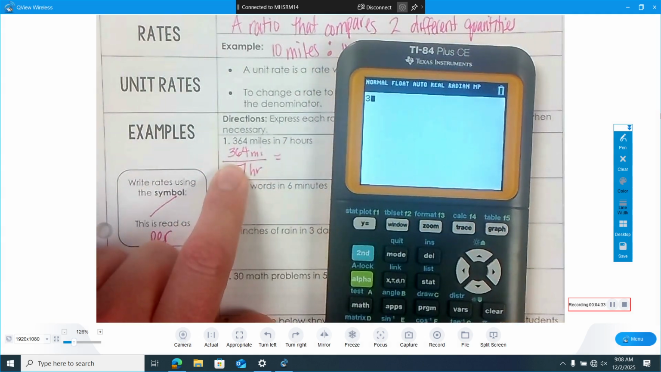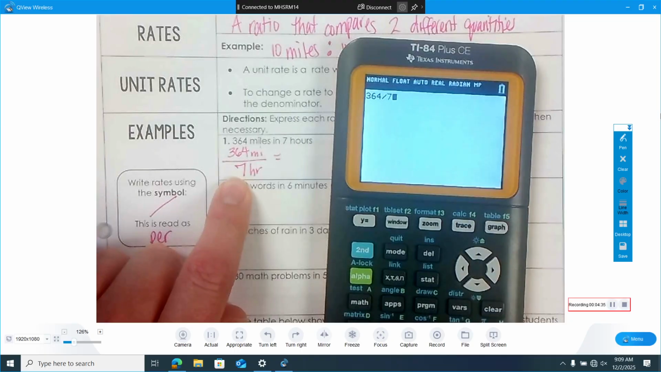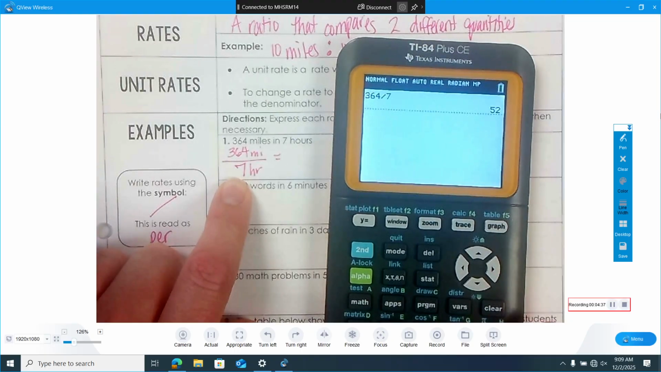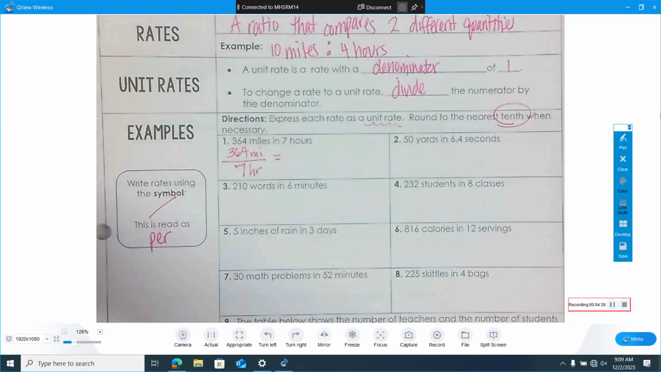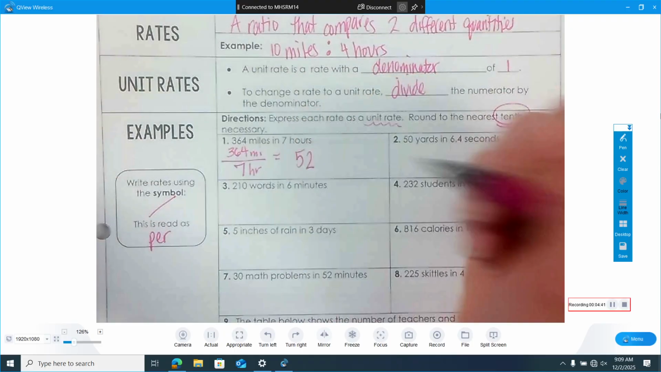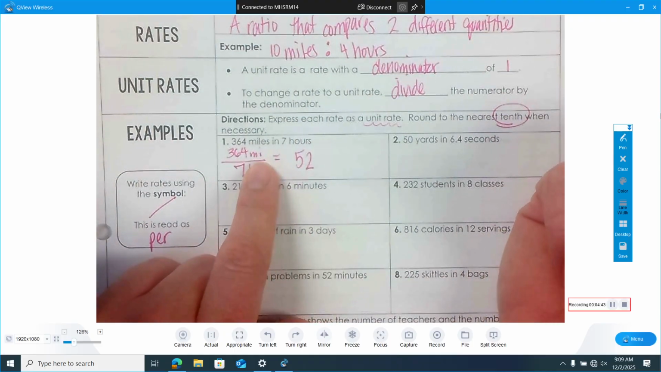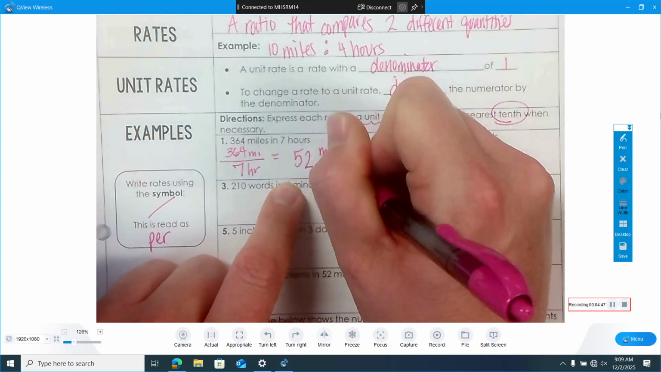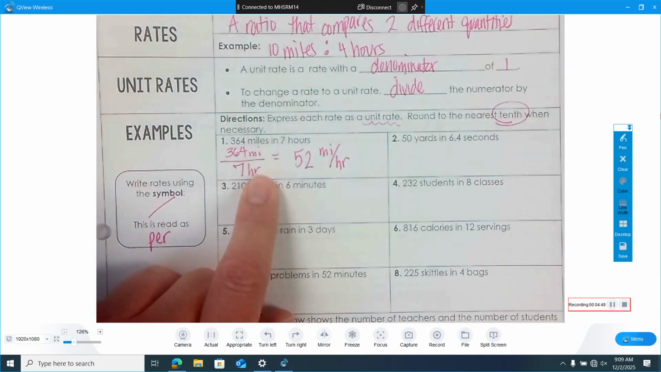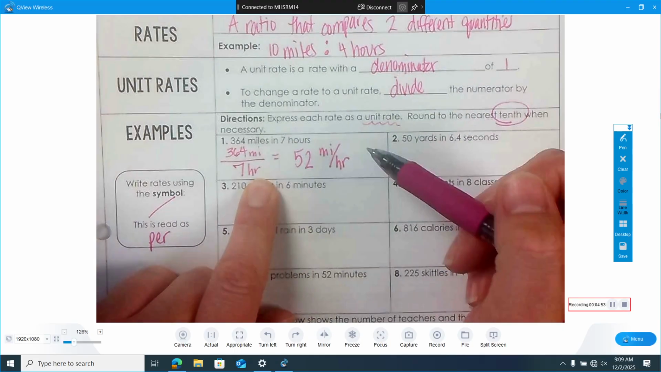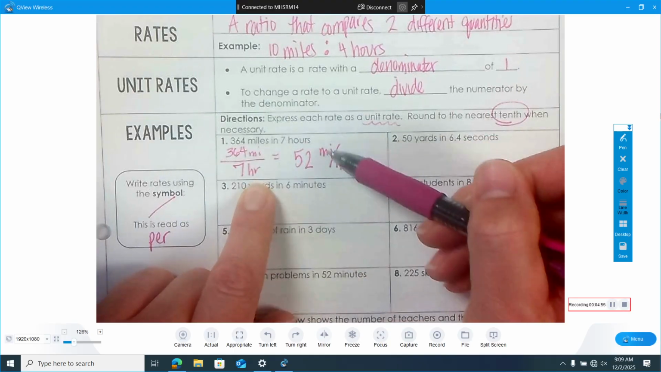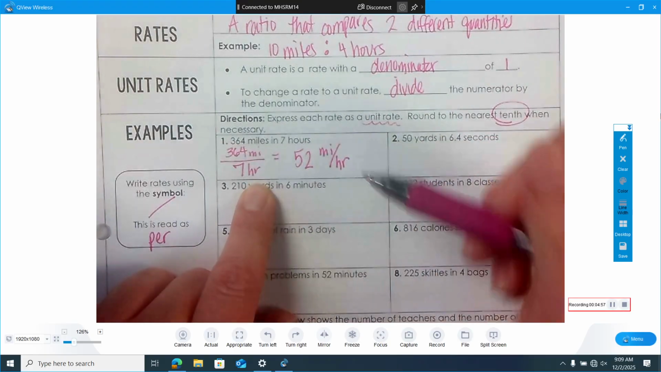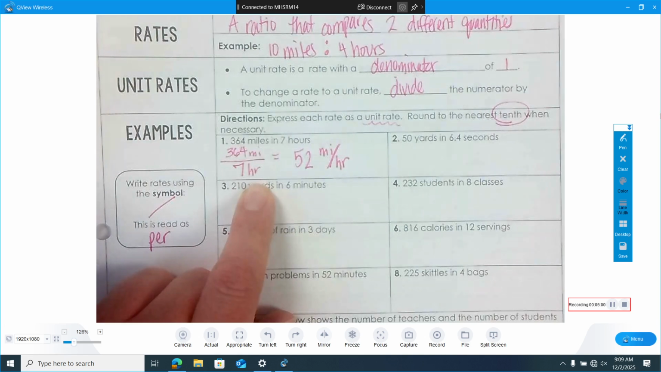Now, all I have to do to convert this to a unit rate is divide. So 364 divided by 7 would give me 52. That is simply 52. And I'm going to keep the units on. Miles per hour. It's really important that you keep those units on there. They gave us the units. Miles was on top, hours was on the bottom. So that would be read as miles per hour.